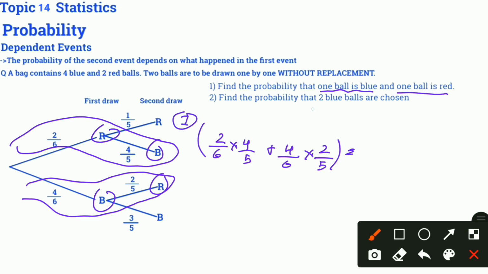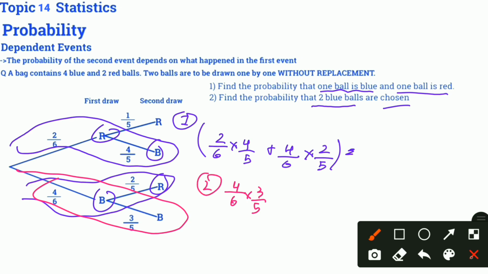Part 2 is find the probability that two blue balls are chosen. So two blue balls. Okay, let me use a different color. This is the two blue balls, and this is the probability of taking the blue ball. So 4 upon 6 multiplied by 3 upon 5 is the probability. This is the answer.